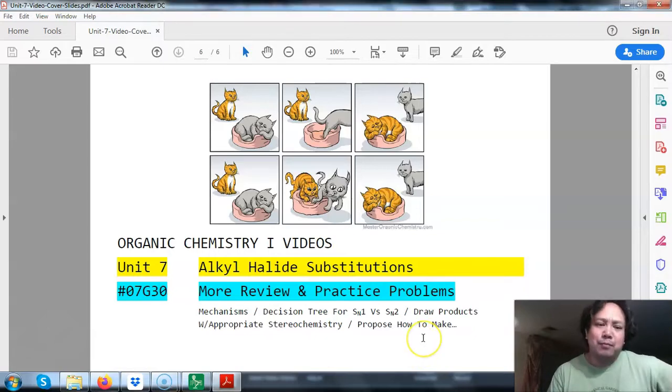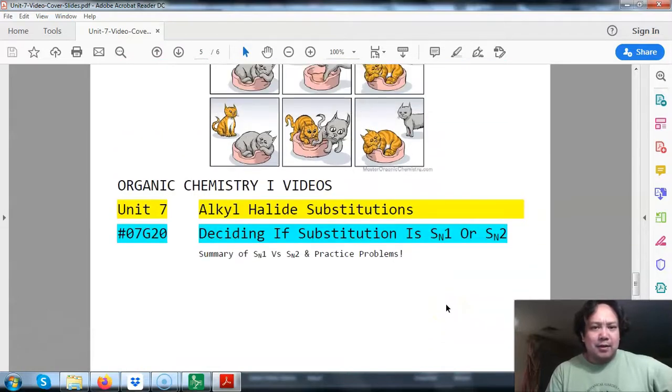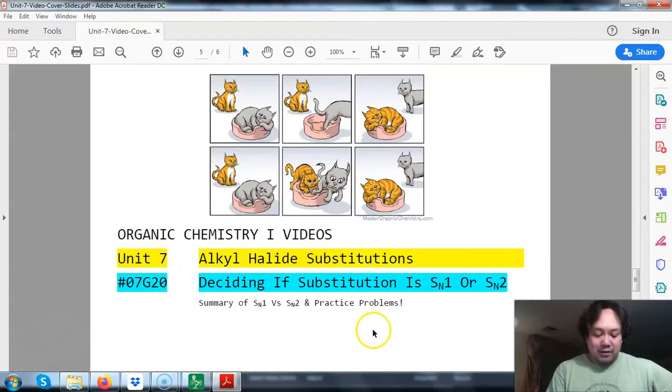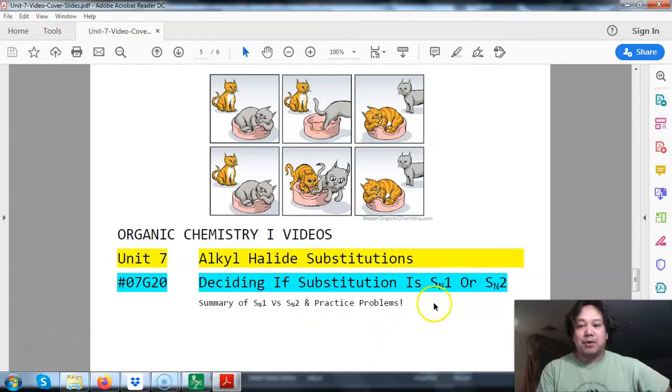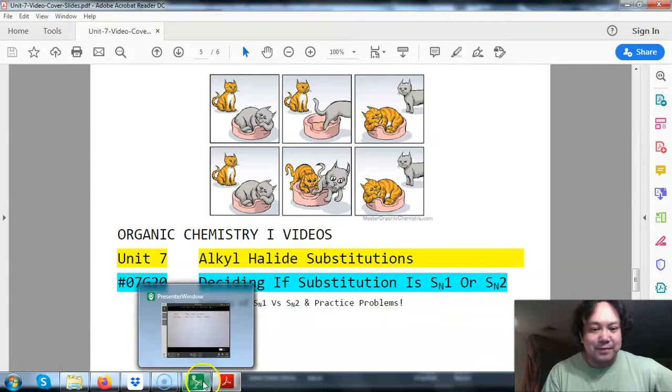This is actually more like the second review. The first review is a previous video, 07G20, where we did go over steps to decide whether a reaction is going to be SN1 or SN2. Remember, it's going to require you looking at the type of alkyl halide, primary, secondary, or tertiary, the type of nucleophile, and even possibly the solvent. But I'm going to give you some really good clean-cut rules on how to decide that.